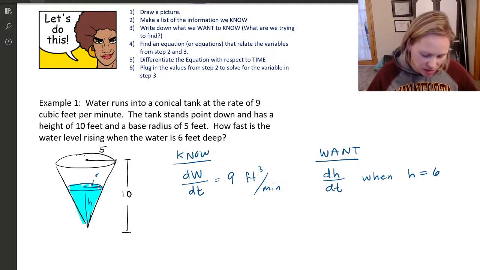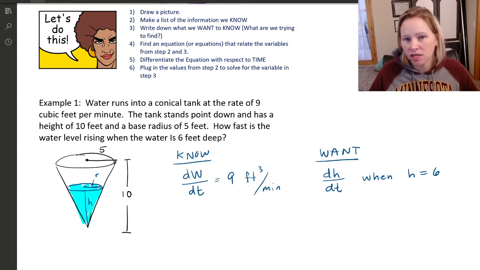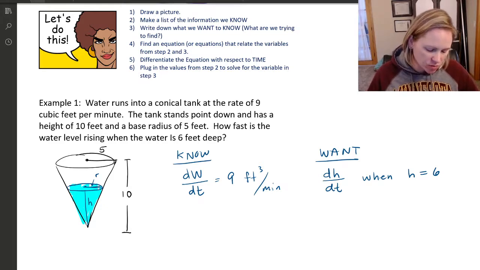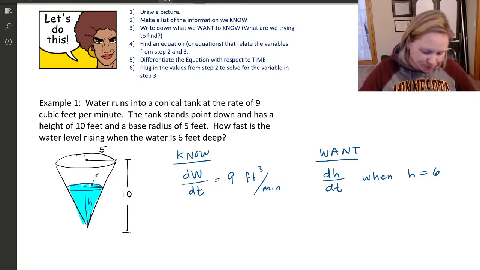So as you're setting these up, you want to notice we've got 2 variables happening here with our cone. And I only know information about the height. So that's going to present a problem as we move forward. So let's see if we can identify the problem as we write a few more things down. So we did step 2, we made a list of all the things we know. We did step 3, we write down all the things we want to know. Now we need to find an equation to relate them.